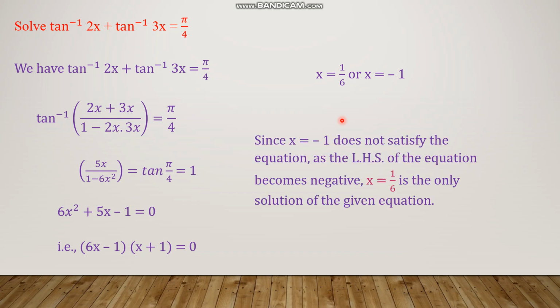But we cannot take the x value as minus 1, because when you take x as minus 1, this will be a negative value. This is also a negative value. So the whole LHS is negative, but RHS is positive. So we cannot take x is equal to minus 1 as a value. So obviously x is equal to 1 by 6 will be the answer.